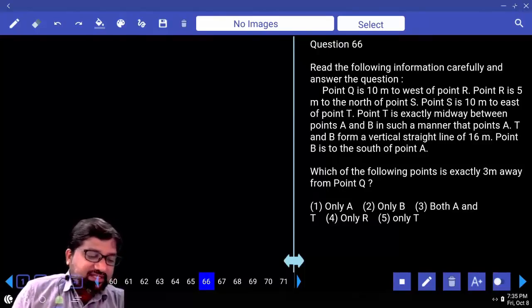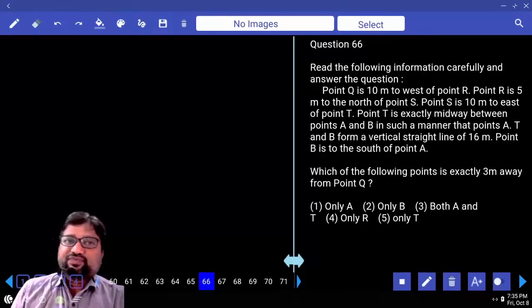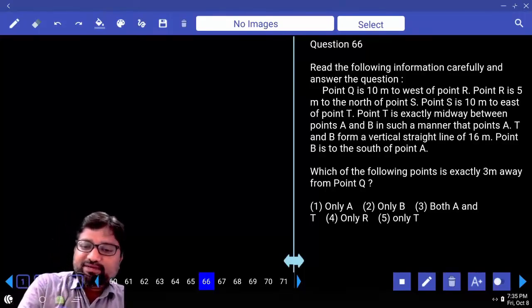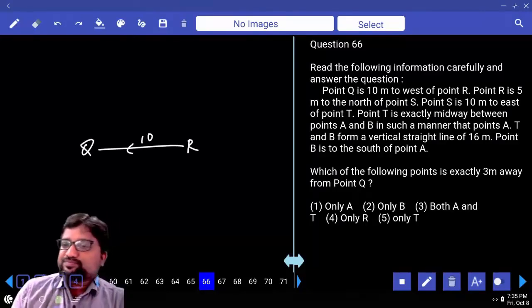Chalo. Now look at the first question. What is he telling us? Point Q is 10 meters to the west of R. As told to you earlier, west is towards your left hand side. How many meters? 10 meters. And what's this point? Q.